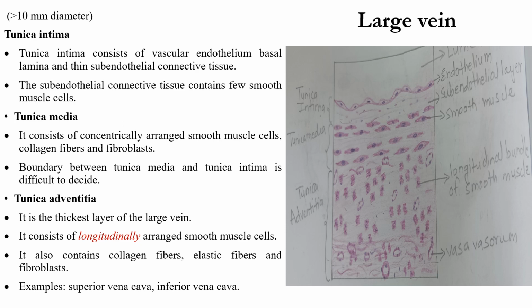Then the tunica adventitia is the thickest layer in large veins, and the significance here is that the smooth muscles are arranged longitudinally, and also tunica adventitia has more amount of collagen fibers, elastic fibers and fibroblasts. We can also see vasa vasorum and nervi vasorum in the tunica adventitia. And the examples of large veins are superior vena cava and inferior vena cava.